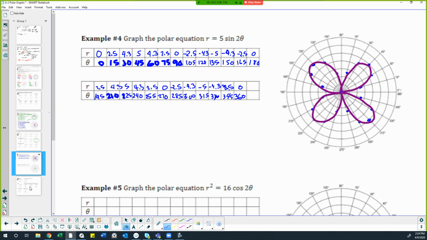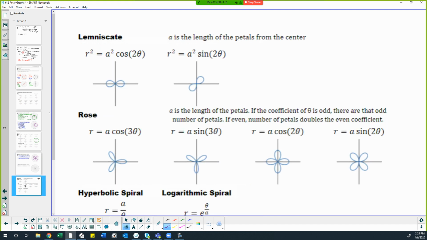So you can see here on our reference page, if there's a 3 times the theta, you get 3 petals. If there's a 2 times the theta, you get 4. So A is the length of the petals. The fact that there was a 5 there, that's why our petals were 5 in length. If the coefficient of theta is odd, like it is here, then we get an odd number of petals. So like if we had a 5 theta, we should get 5 petals. But if the coefficient of theta is even, then the number of petals doubles. So if we did a 4 theta, we should get 8 petals.